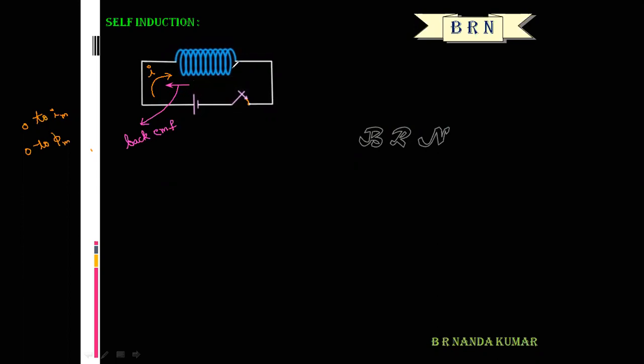So when the current in the coil reaches a steady value, there is no change in magnetic flux. So in that case, there is no EMF in the coil. Now, what happens when the key is opened? When the key is opened, the current in the coil gradually decreases in the reverse direction. So this is decreasing current.